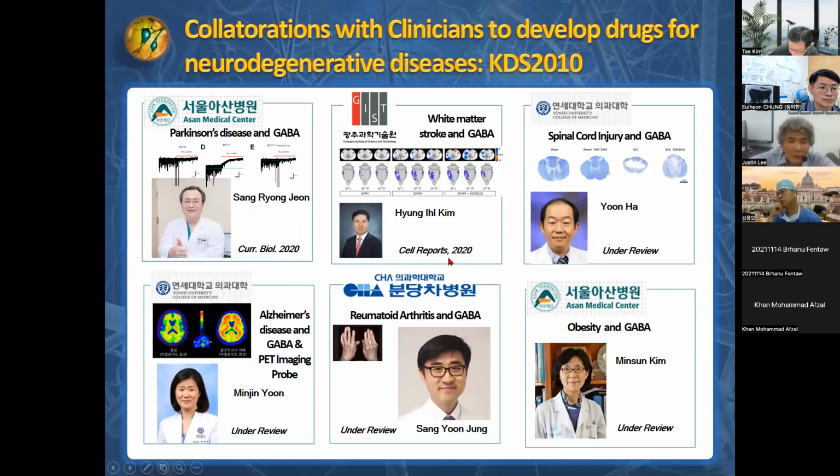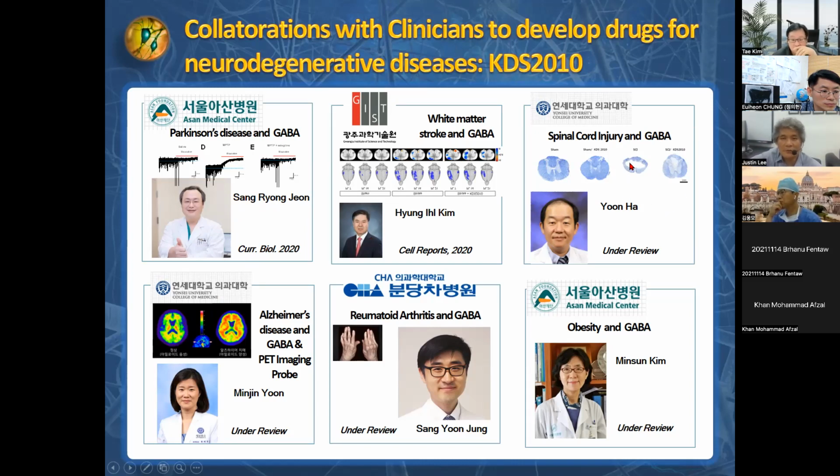Using this drug, we also collaborated with many clinicians, shown here. We have already collaborated with Professor Hyung-il Kim at GIST for the effect of these MAO-B inhibitors on the white matter stroke and the recovery after stroke. And also for Parkinson disease, we collaborated with Dr. Sang Myung Chun at Asan Medical, and we published that in Parkinson disease, a similar mechanism exists.